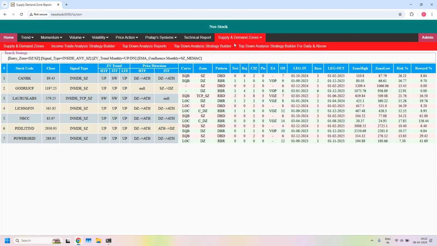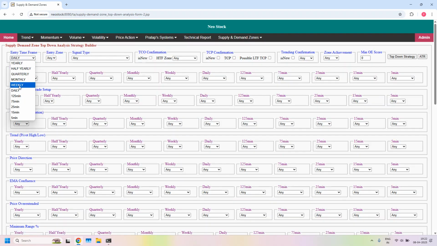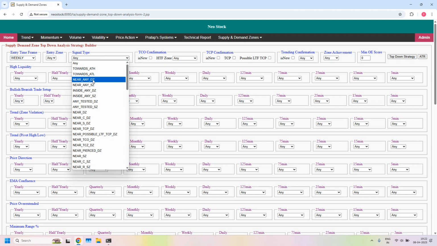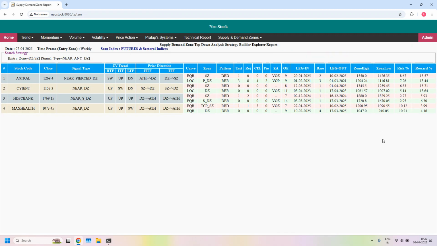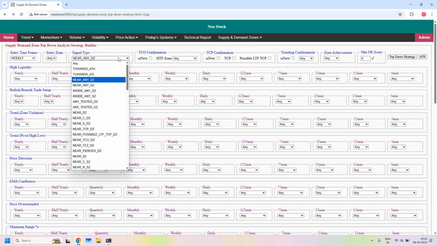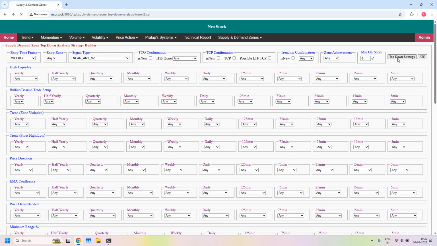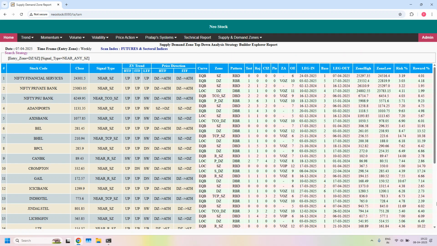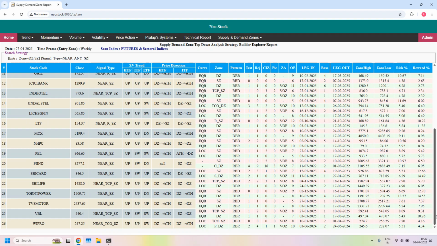Okay, next time frame is weekly. Stocks near weekly demand zone. We got 4 stocks. Next, stocks near weekly supply zone. First 15 stocks in the list. Scrolling the list down. Total 26 stocks are filtered.